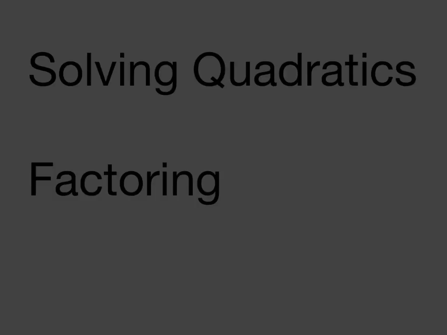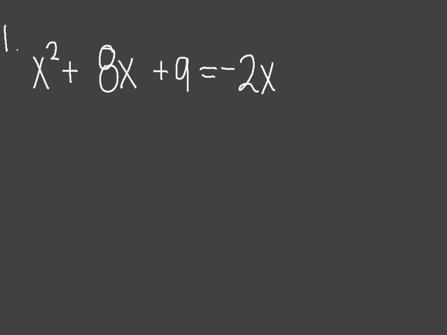Here's the second type of solving quadratics using factoring. For solving quadratics, we always want, when factoring, to equal 0. Right now, this is equal to negative 2x. So what I need to do is get that equal to 0. So I have to get rid of the negative 2x by adding 2x to both sides.